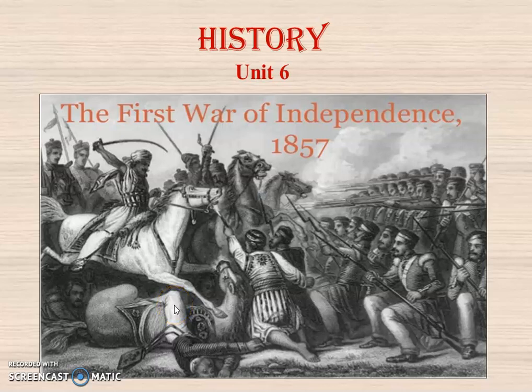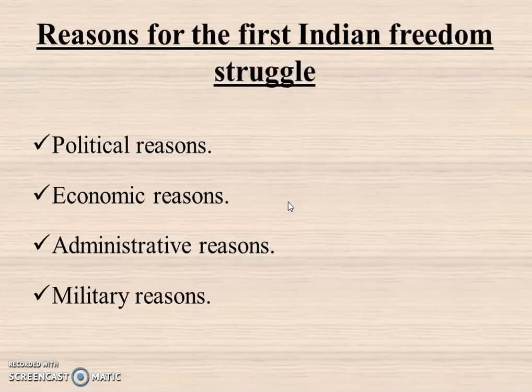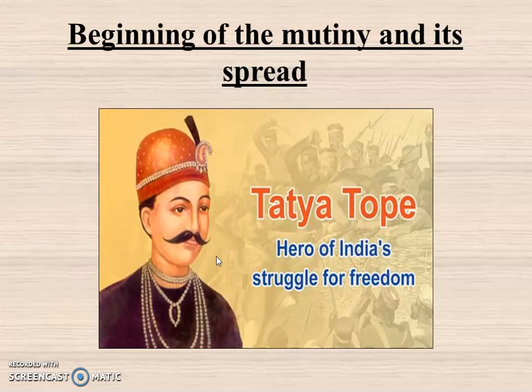Today I will teach you Social Science History Unit 6, that is the First War of Indian Independence 1857. Now let us learn in detail. Under these headings I am going to teach you the reasons for the first Indian freedom struggle. Number 1, political reasons. Second, economic reasons. Third, administrative reasons. Fourth, military reasons. Now let us learn everything in detail.